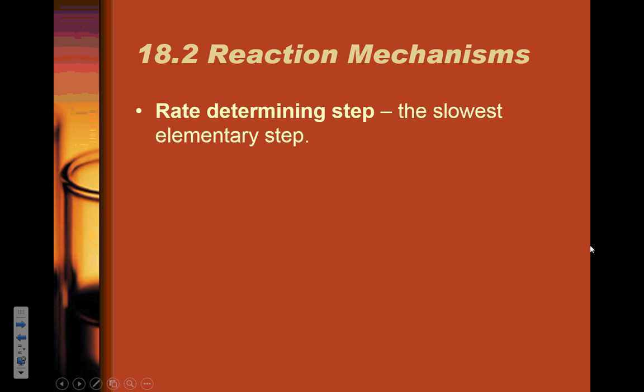Now, before we get into intermediates and catalysts, I want you to understand something about a reaction mechanism. All of the different reactions are going to occur at different speeds. Somewhere in our reaction series, we're going to have a slowest reaction, and that's going to be called the rate determining step. So the slowest elementary step is our rate determining step.